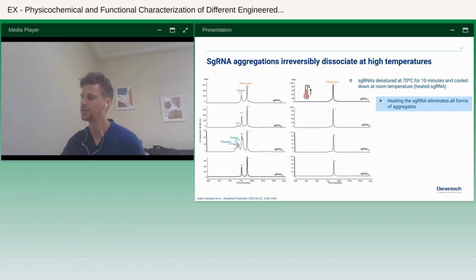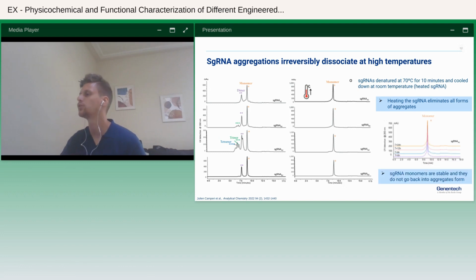Something that is also interesting is that if we took the same sample and injected it after 6 hours, 12 hours, and 24 hours, we can observe that the single guide RNA monomers are very stable and they do not go back into aggregate form.